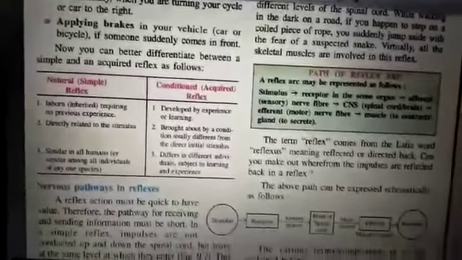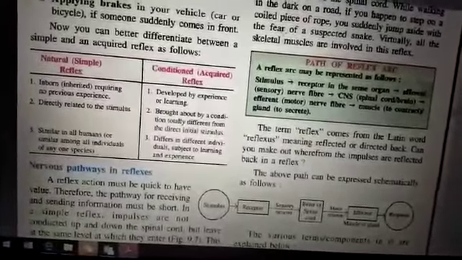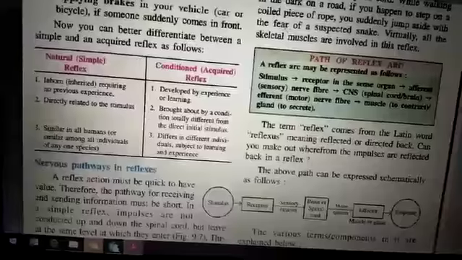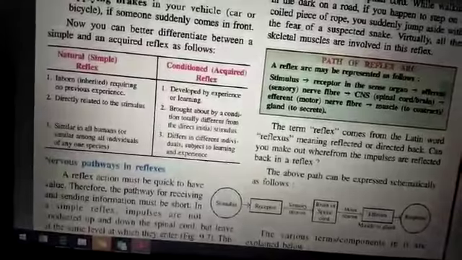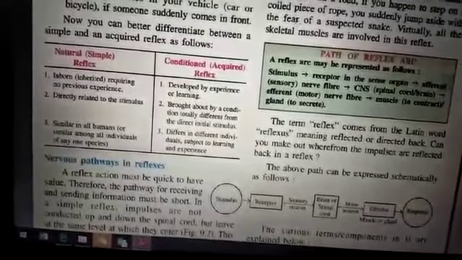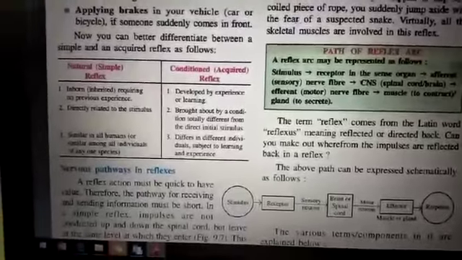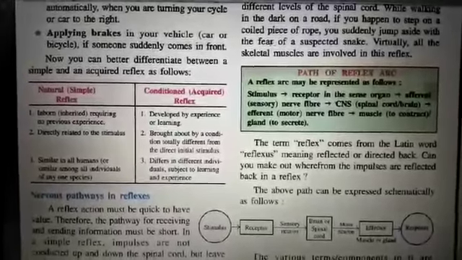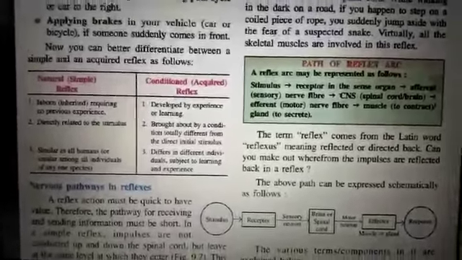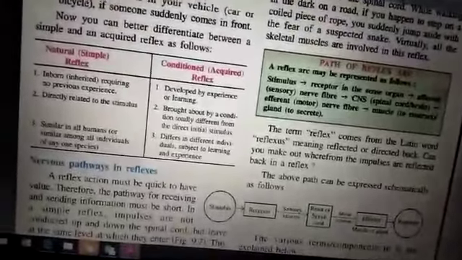See, the difference between natural and conditioned reflexes. Natural is inborn, where no experience is required, while conditioned is developed by experience or learning only. Natural is directly related to the stimulus, while conditioned is brought about by something different from the direct initial stimulus. Okay, we keep practicing for this, and then you get these conditioned reflexes. Then next point, natural is similar in all humans, while over here it is different in different individuals. जैसी practice आप दे रहे हो, जैसी habit आप दे रहे हो, उसके accordingly conditioned reflexes work.